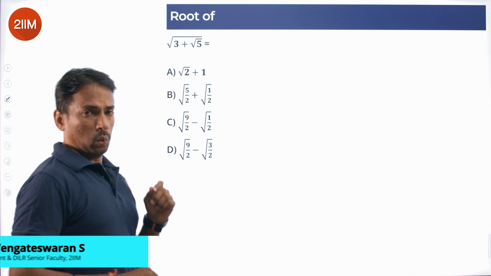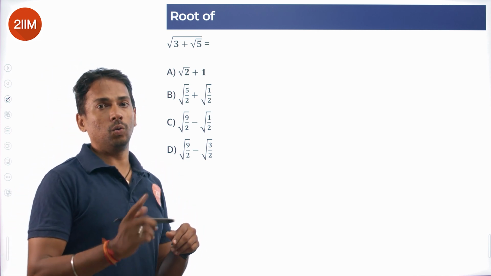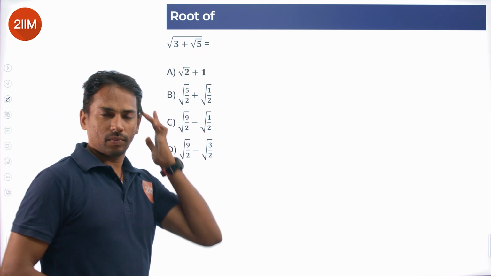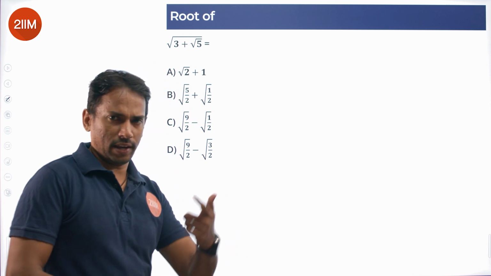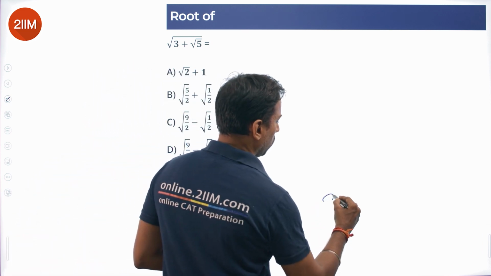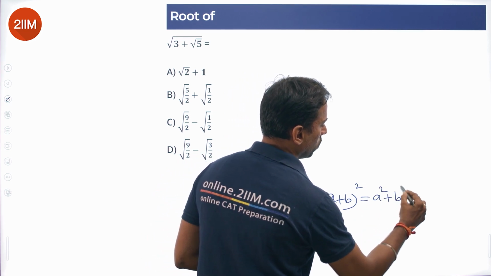What is the value of root of 3 plus root 5? So we are supposed to find the square root of 3 plus root 5. So we'll quickly recall the algebra identity for squaring. So a plus b the whole square, we all know this. This is a square plus b square plus 2ab.